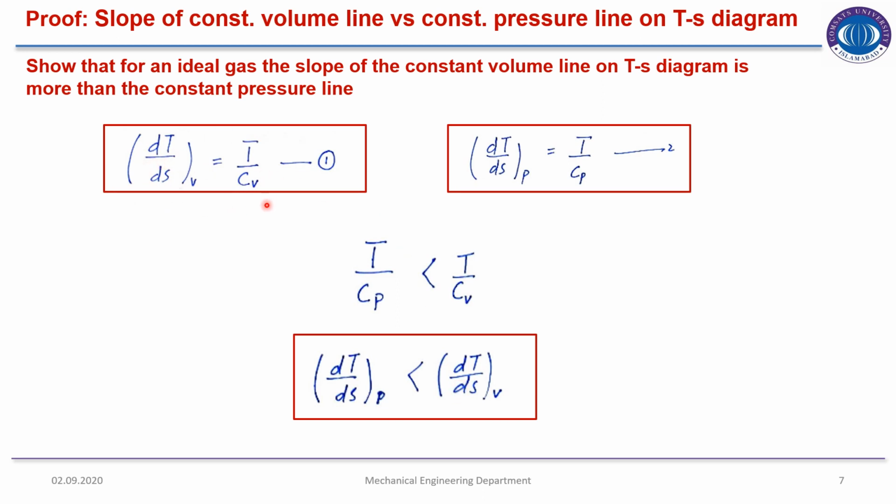So here we have the first expression for the constant volume process slope, and here we have equation 2 representing the slope of constant pressure. As we know, gamma is equal to Cp over Cv, and the value of Cp is greater than Cv. So Cp is greater than Cv.